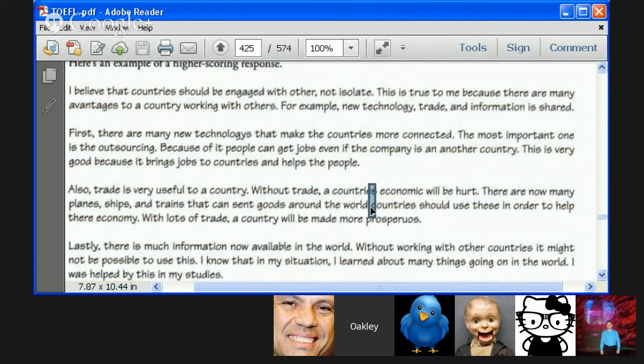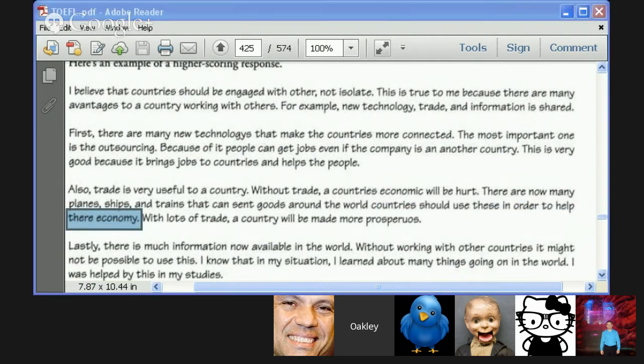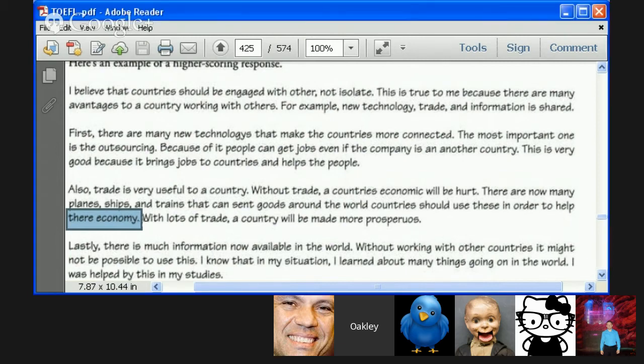Okay, so let's say we divide it into two sentences. Keep it simpler. Countries should use these in order to help their economy. What's the problem there? Yeah, it's a homophone. They sound exactly alike, but of course they're two different things. There and their. There, you want the possessive, right? Yeah. Right. Okay.